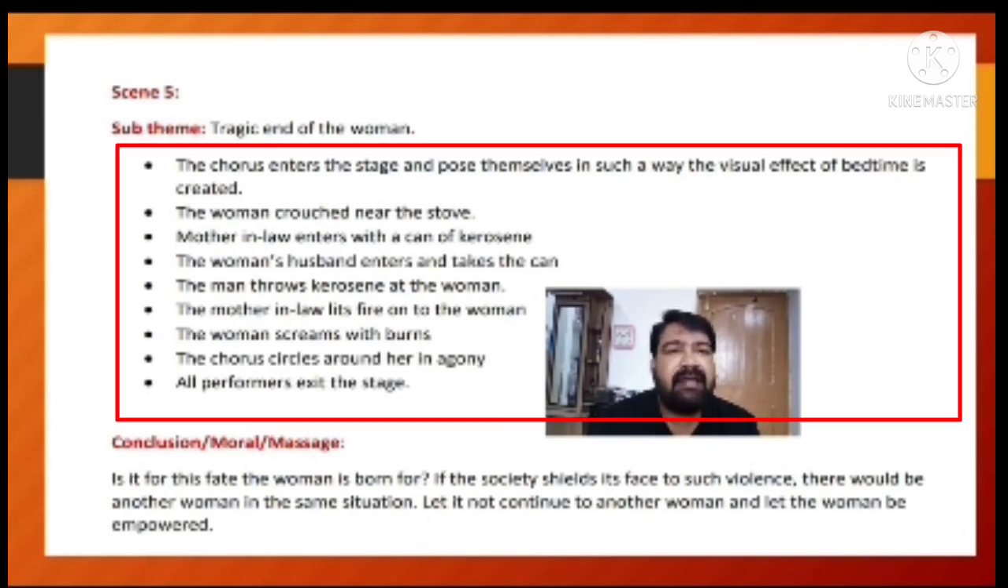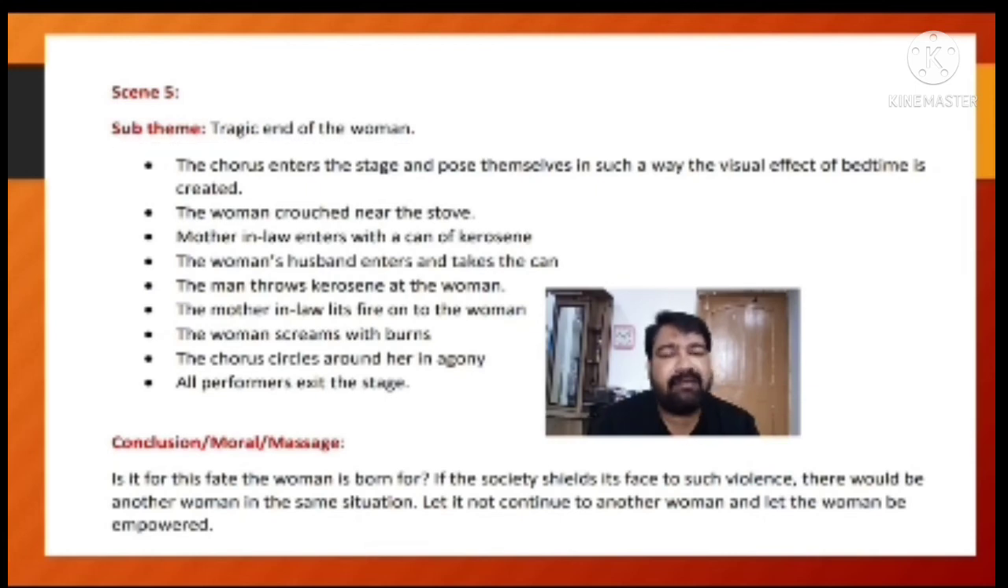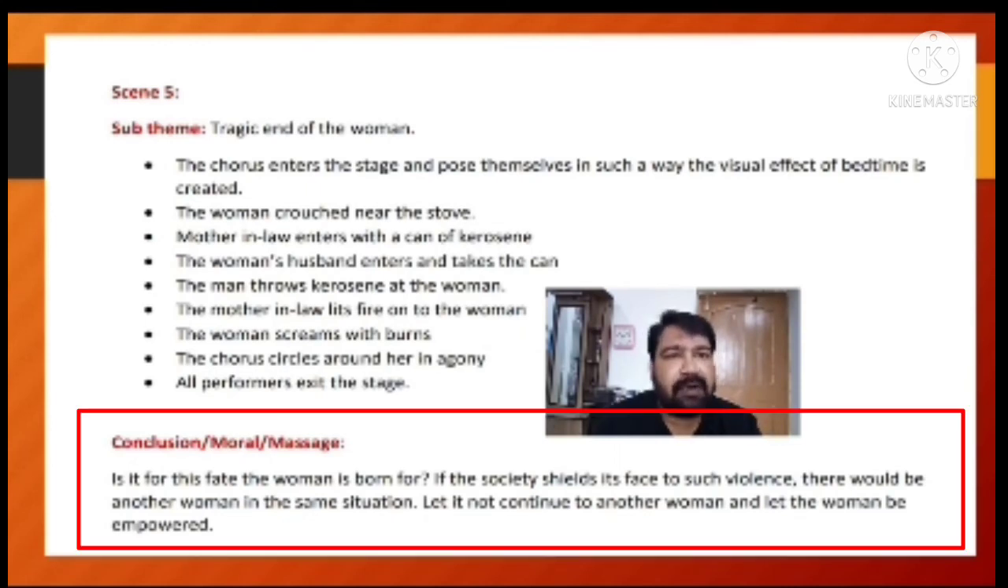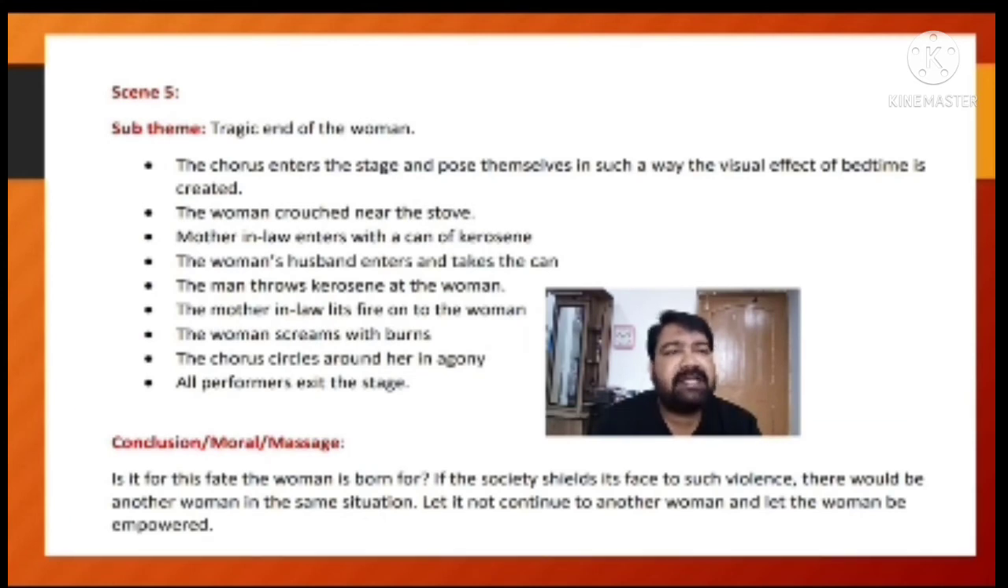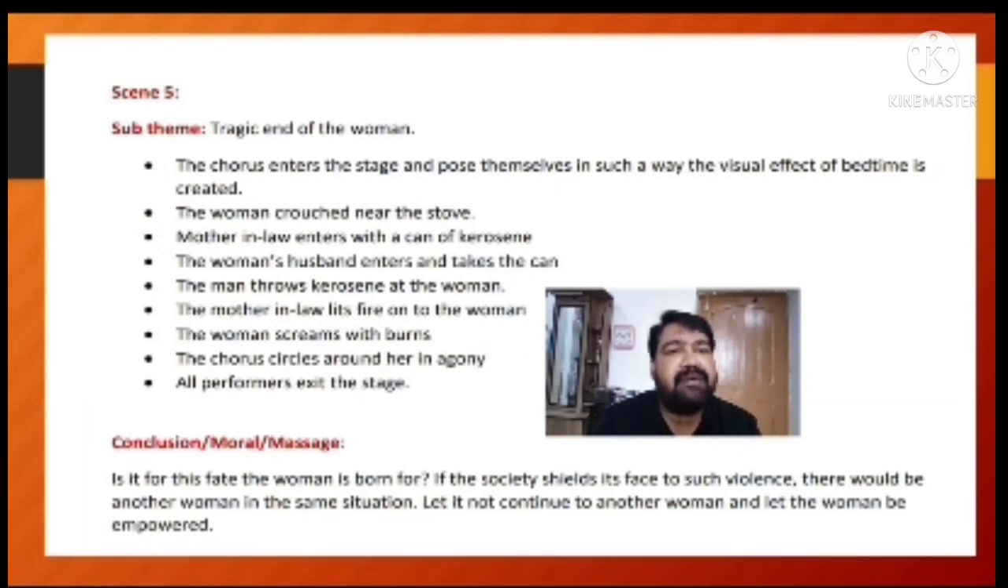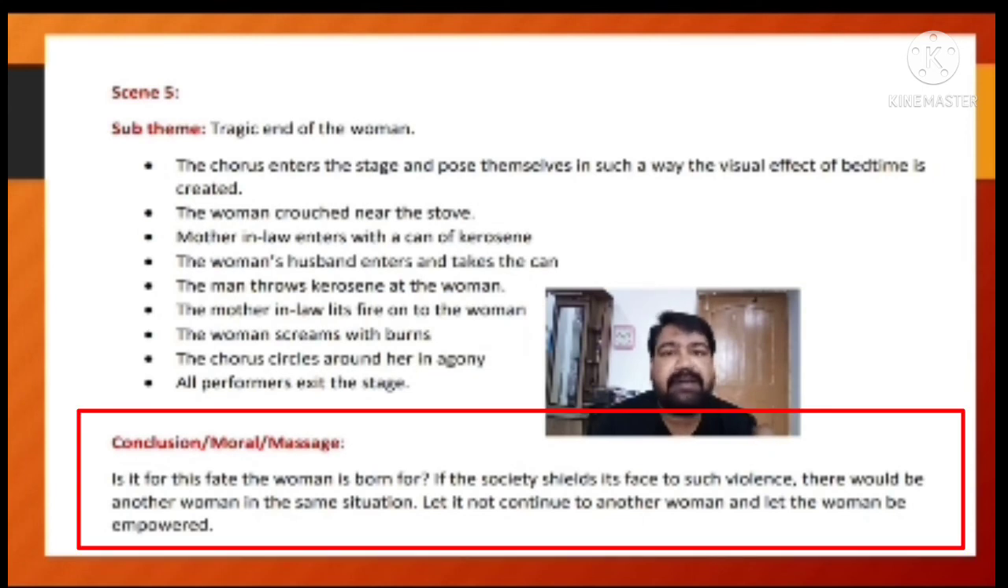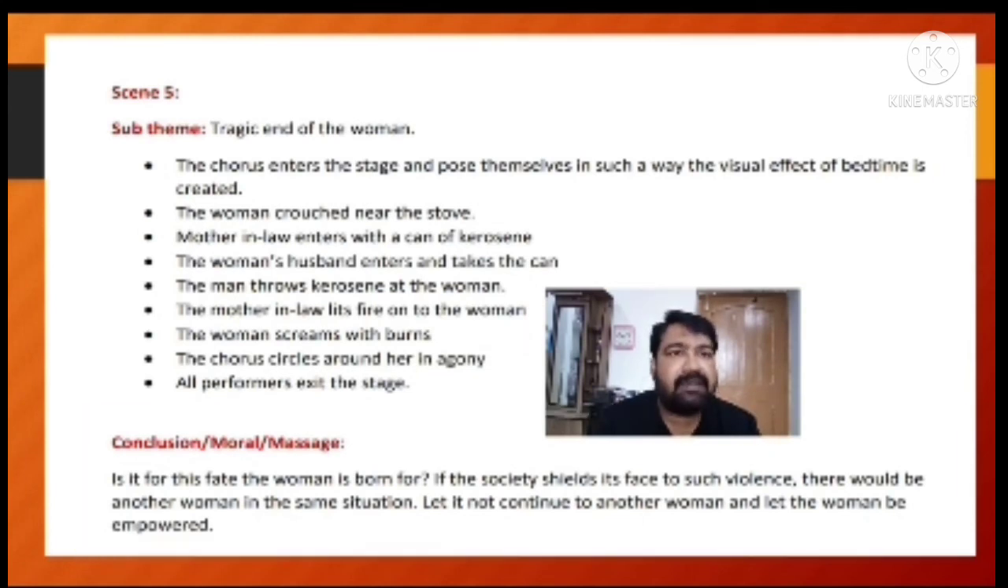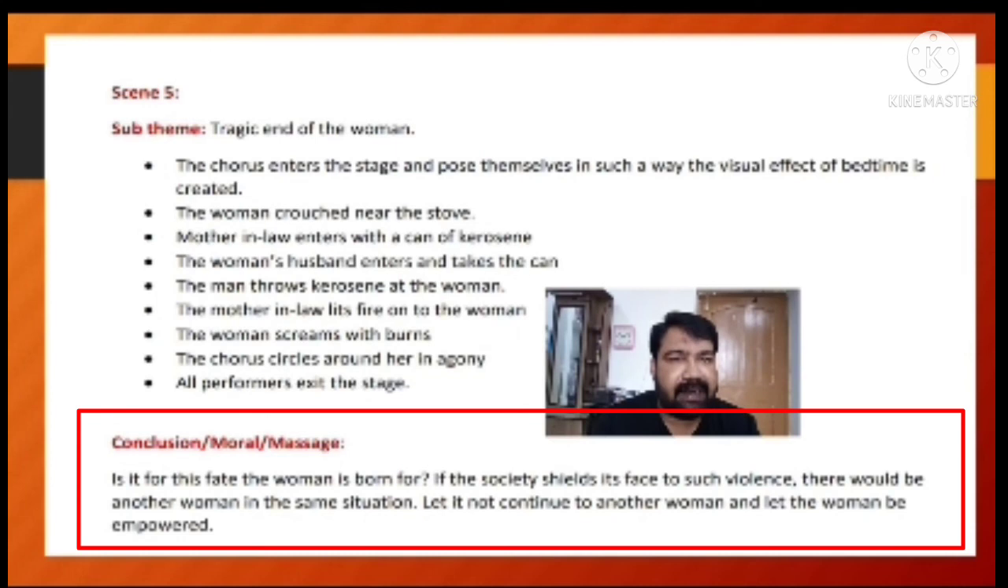So in this way we can write a choreography script. One more thing is very important here. We have to write a conclusion or a moral or a message from the written script. Here we go with the message, or we can say the moral. Is it for this fate the woman is born for? If the society shields its face to such violence, there would be another woman in the same situation. Let it not continue to another woman, and let the woman be empowered. So this is the message we have to write here.